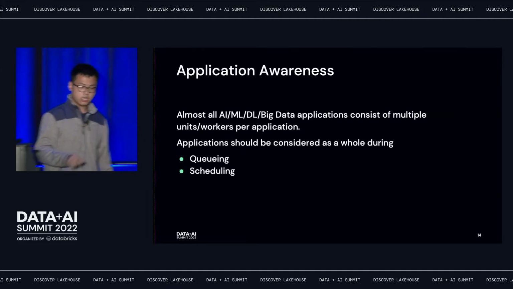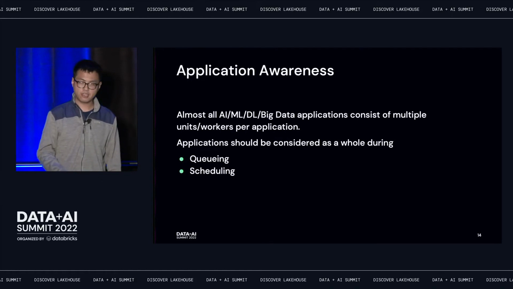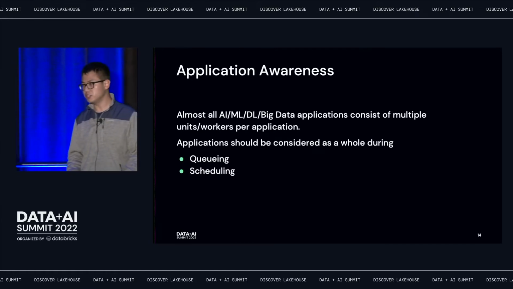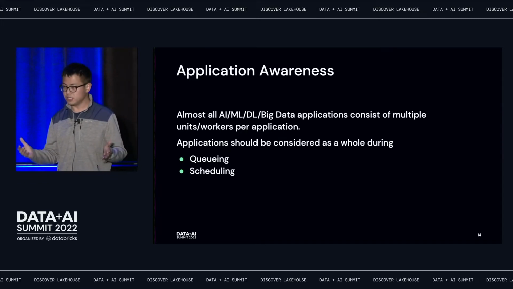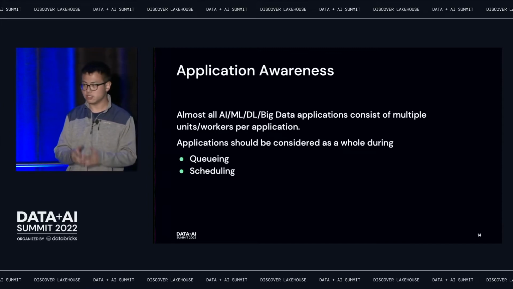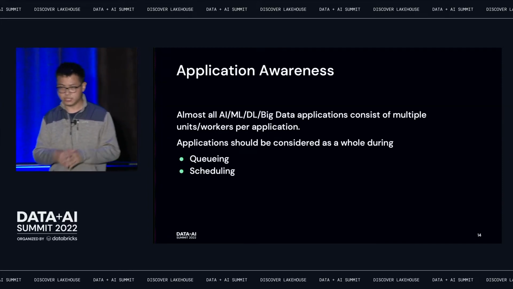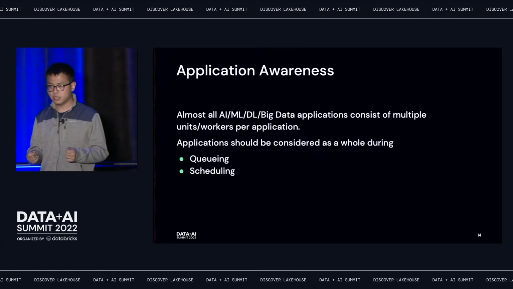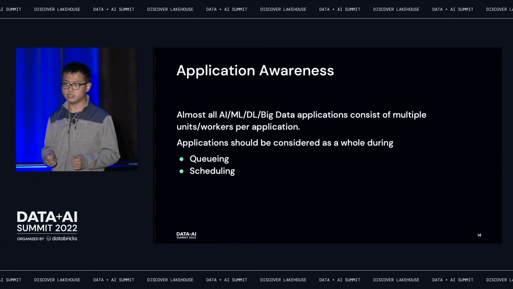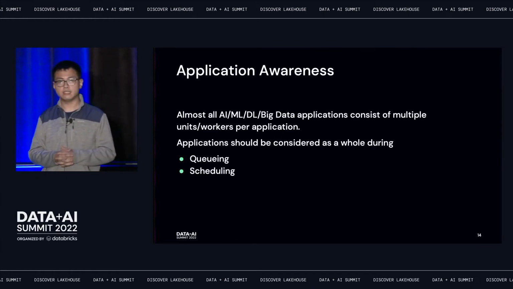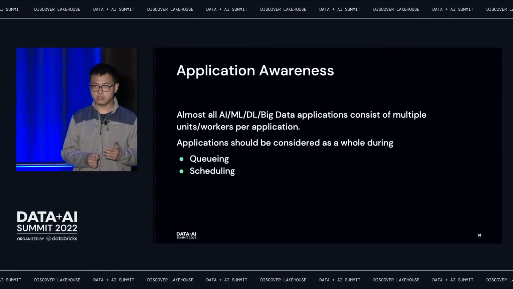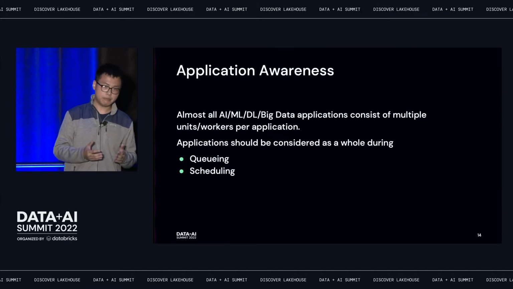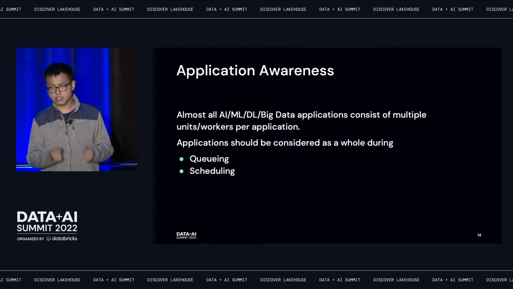So now let's talk about application awareness in a bit more detail. As we all know, almost all machine learning or big data applications are multiple units that are distributed across a cluster of machines. It's not just one single Kubernetes pod. It's a whole bunch of stuff that together do some processing to achieve some business logic. The implication of that is during queuing and scheduling, you want to consider all the units belonging to the same application together as a single holistic unit.